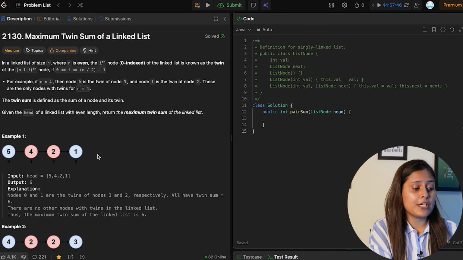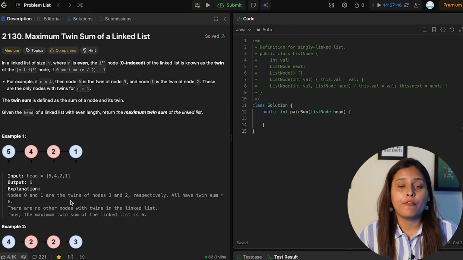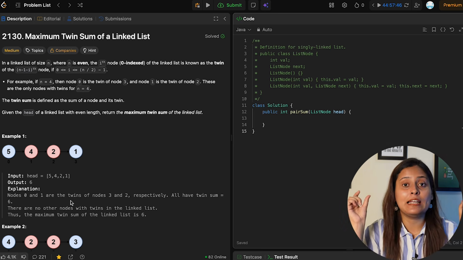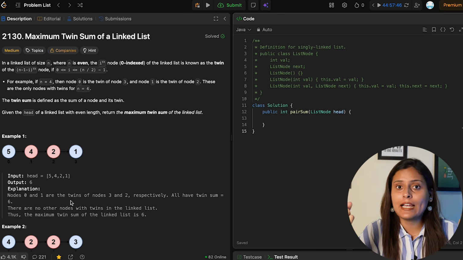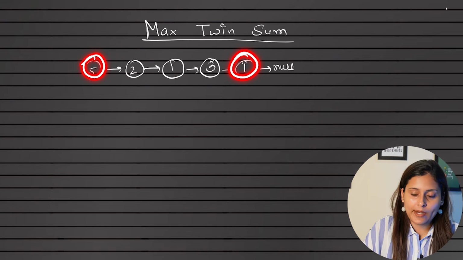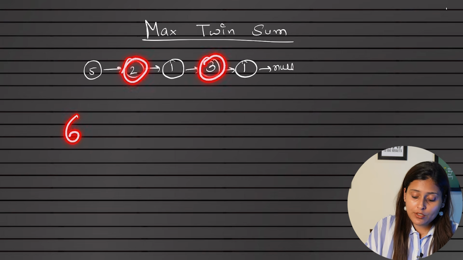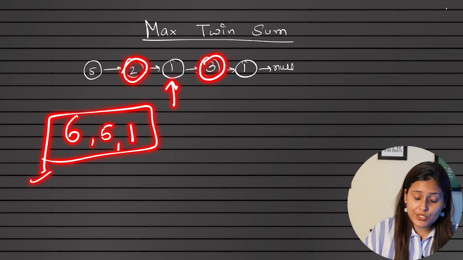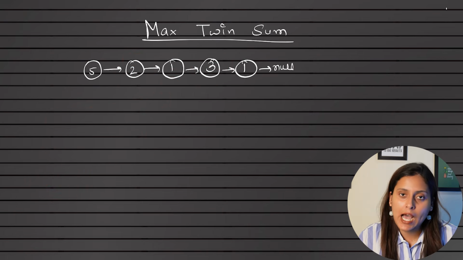It says we'll be given a linked list and we have to return the maximum twin sum, where twin means the first and last node summation. The second twin means the second node and second last node summation. So if you see here, 5 plus 1, total summation 6. 2 plus 3, total summation 5. And in this case only 1. So out of all twin summations, what is the maximum sum? 6. So this is the expected answer.